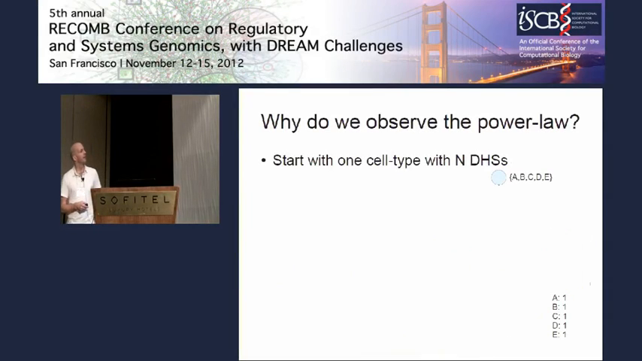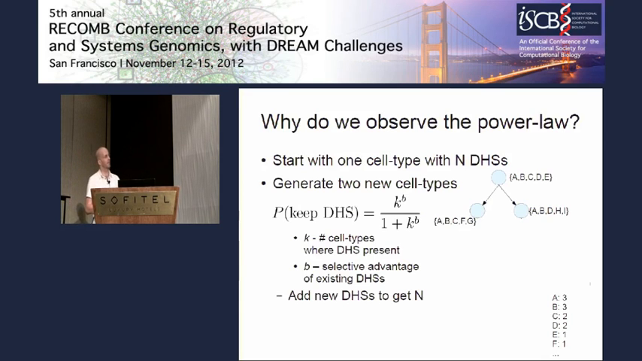So to understand how this works, I'm going to propose a very simple model, and I'm going to be illustrating this in the next part of this talk. So here we consider one cell type, which has 5 DHSs labeled A, B, C, D, and E. We assume that over evolutionary time, this cell type attains the ability to differentiate into 2 different other cell types. These 2 other cell types have their own set of DHSs.